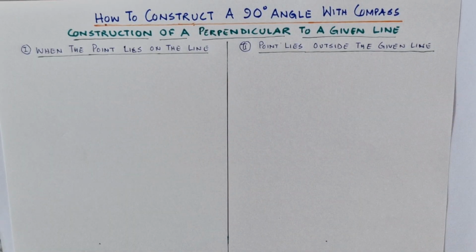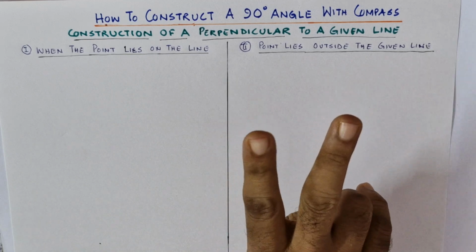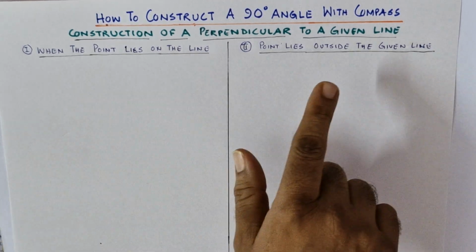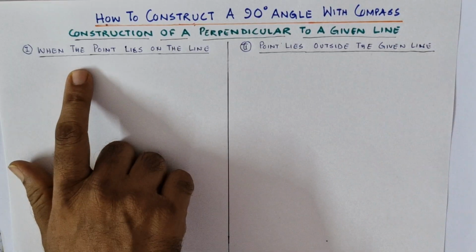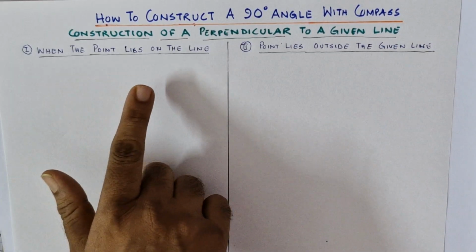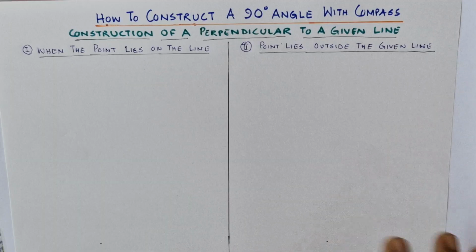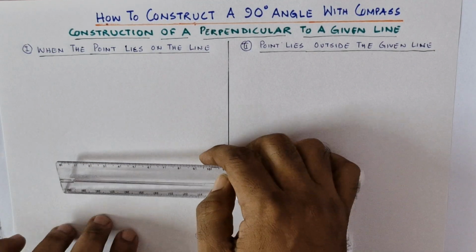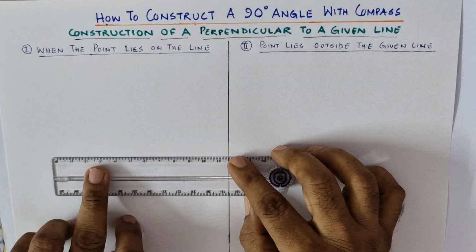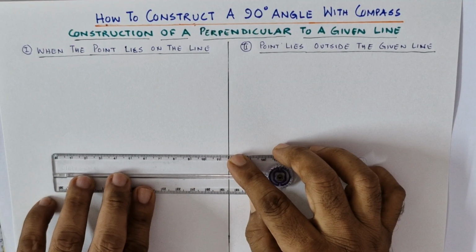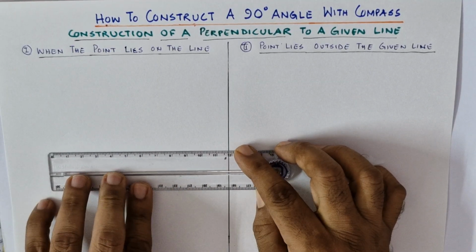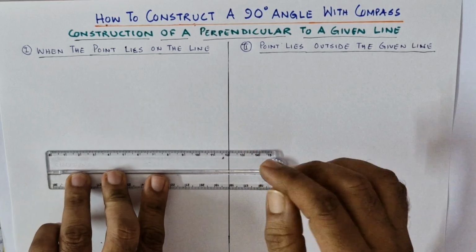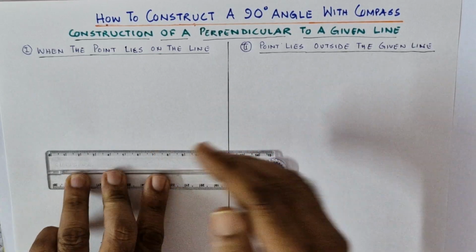Now, there can be two scenarios. So let us take the first one and we'll take the second one later. The first one is when the point lies on the line. So you'll be given a question: draw a perpendicular to a given line where the point lies on the line. So let us draw a line of any length, because it is not a line segment, so the line is infinite.